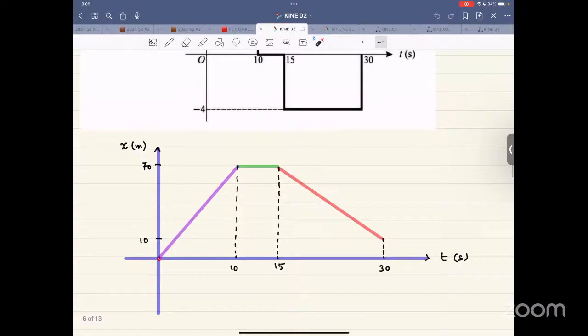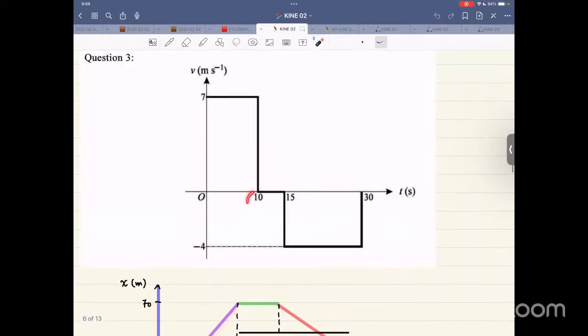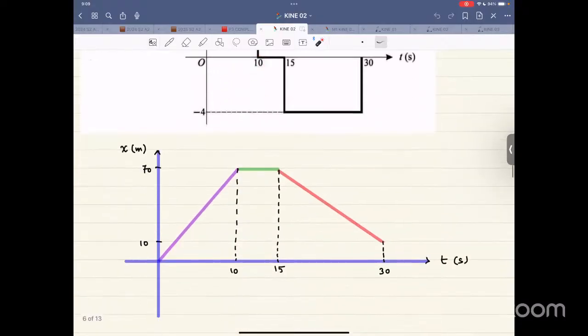That means you start from zero. In the first 10 seconds, you cover 70 meters. Then the displacement does not change. And then you travel 60 meters in the opposite direction because this area is negative. So therefore, 70 minus 60, it is 10 meters away from the origin, just like the question that we just did.